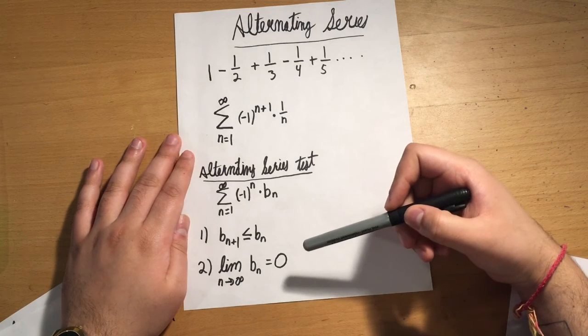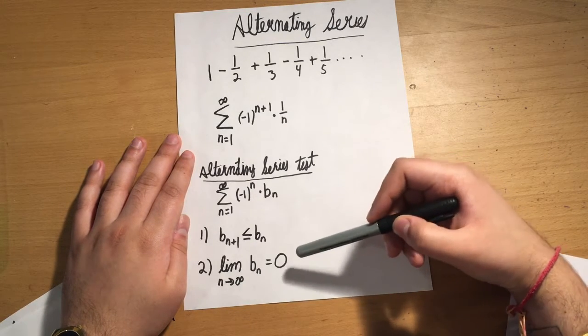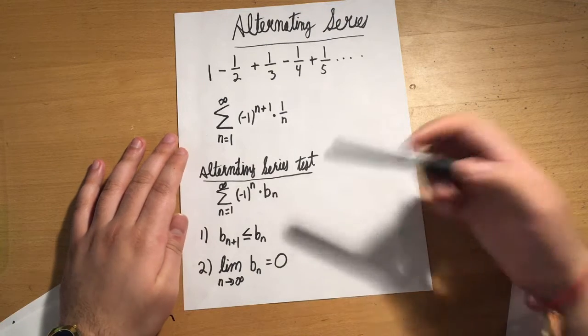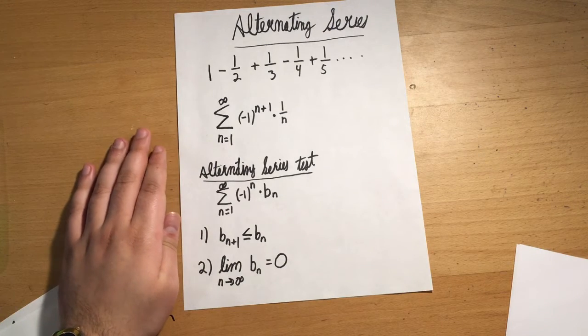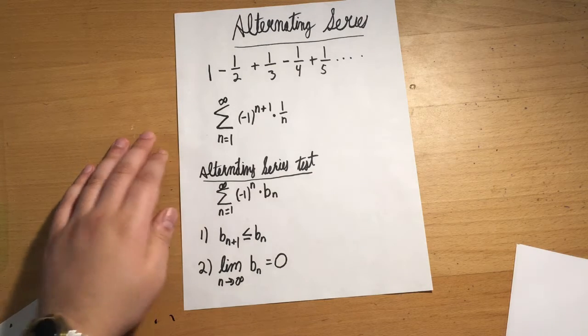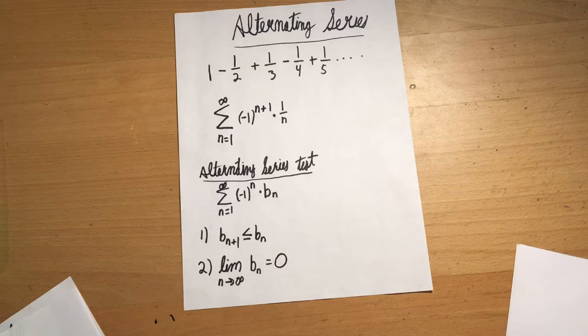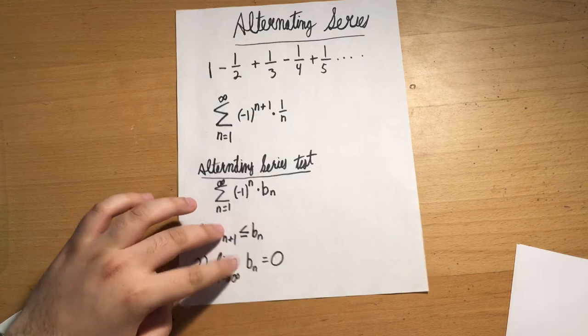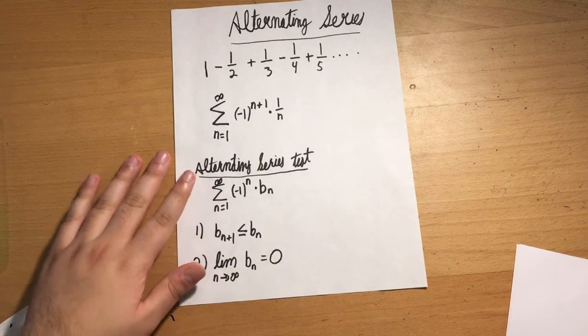The other condition is that the limit of b of n as n approaches infinity must be 0. If it's 0, then you have a series that converges. If it fails either one of these, then it's divergent.